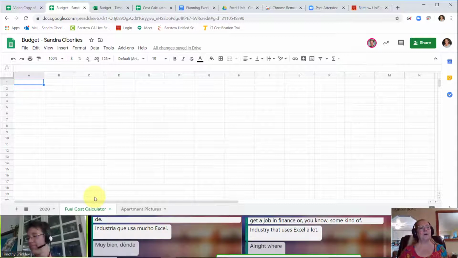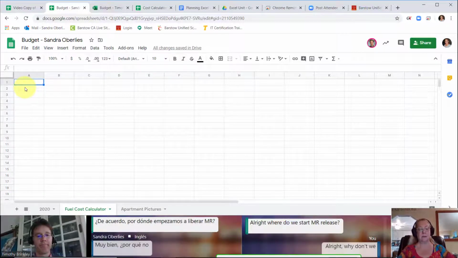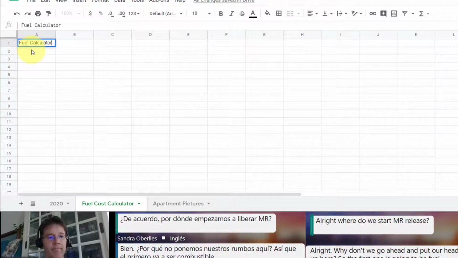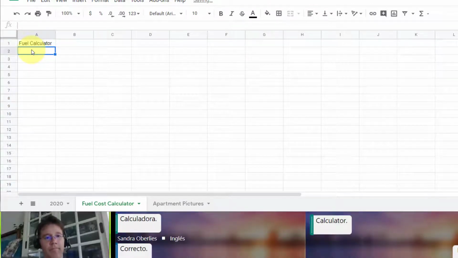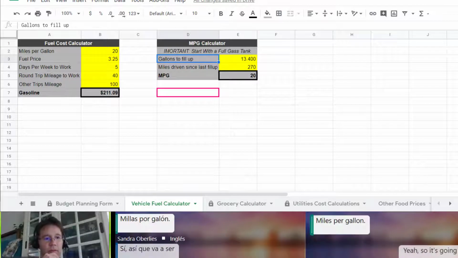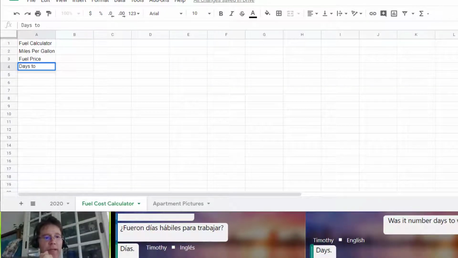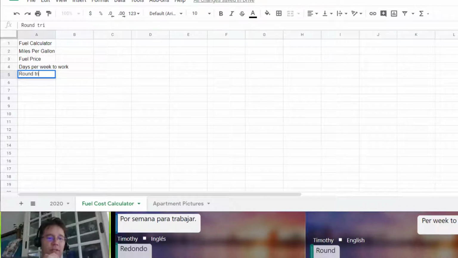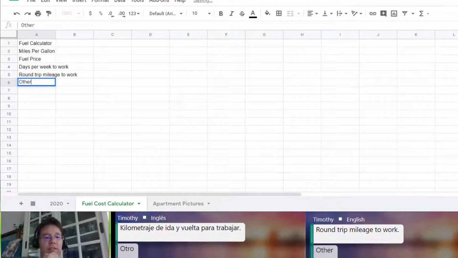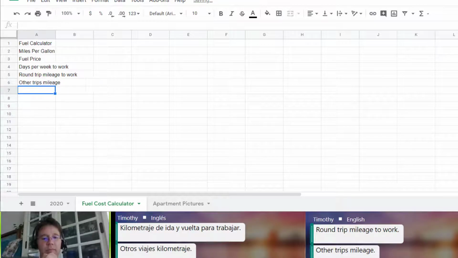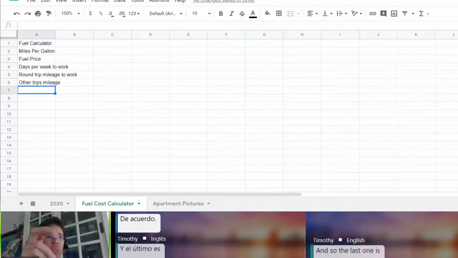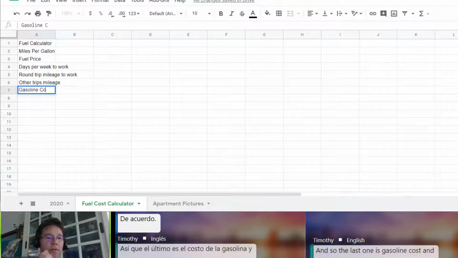Oberlees? All right, why don't we go ahead and put our headings up here. So the first one is going to be fuel calculator. And then the first one was going to be what? Miles per gallon, fuel price, and then days per week to work, round trip mileage to work, other trips mileage is the last one. Okay. And so the last one is gasoline cost, and that's where we'll put our total cost.